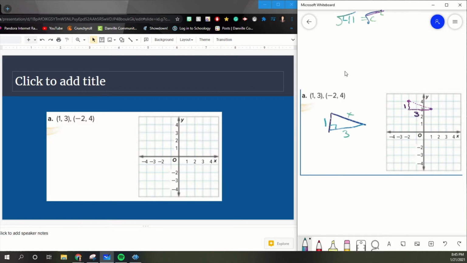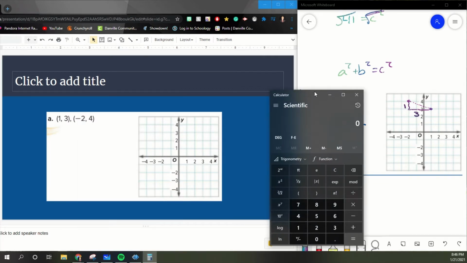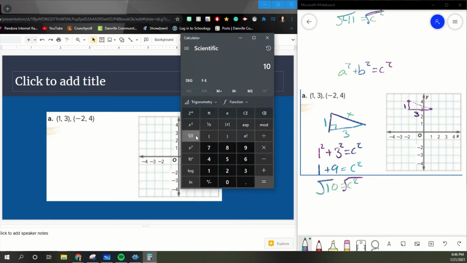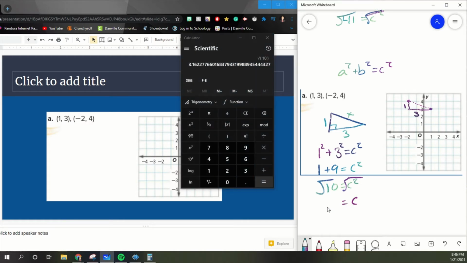So we plug that into our Pythagorean theorem, which is a squared plus b squared equals c squared. And we get 1 squared plus 3 squared is equal to c squared. So you get 1 plus 9 is equal to c squared. 10 is equal to c squared. Have to take the square root of both sides. And when you take the square root of 10, let's round to the nearest tenth. So if I take the square root of 10, I get 3.16227 and so on. Let's just round that to 3.2. So approximately 3.2 units for c.